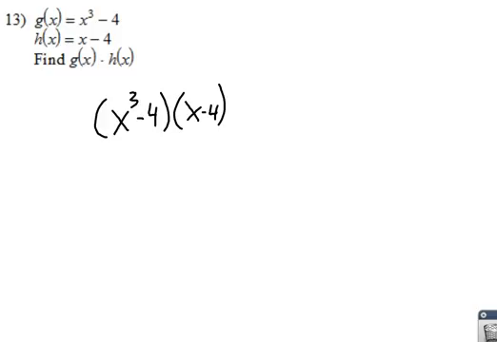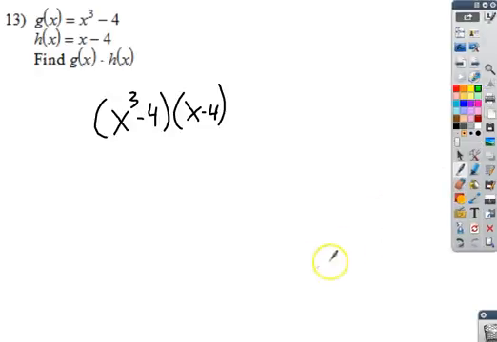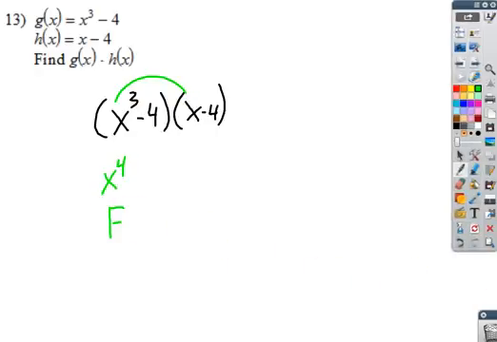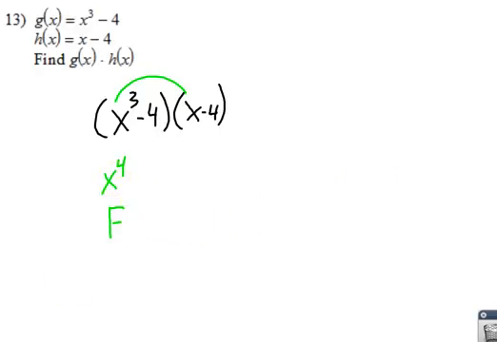Moving on. This problem you FOIL, folks. You FOIL this problem. That means first, I get x to the 4th. Why is it FOILing? It's multiplication. Then the outside ones, you get negative 4x to the 3rd.